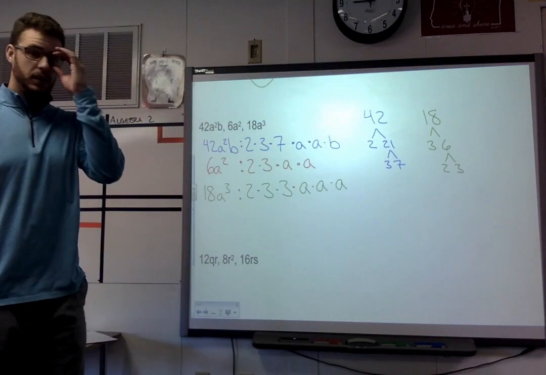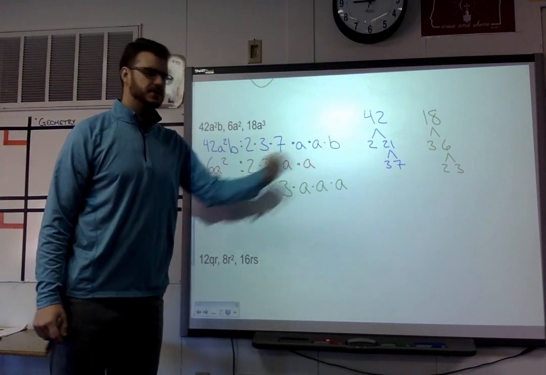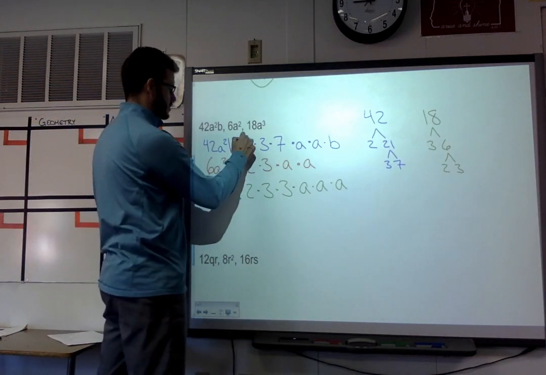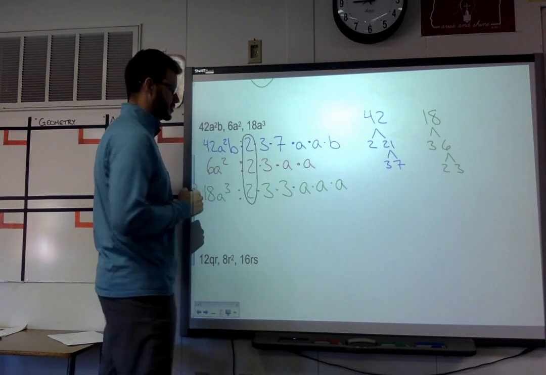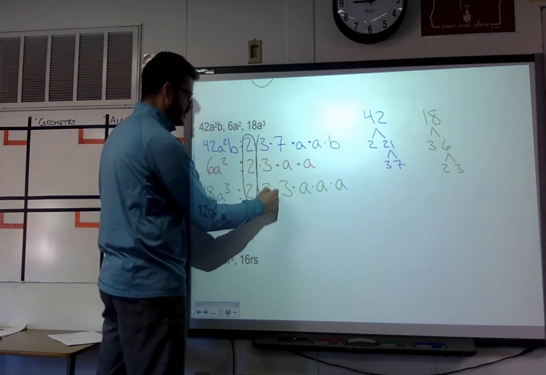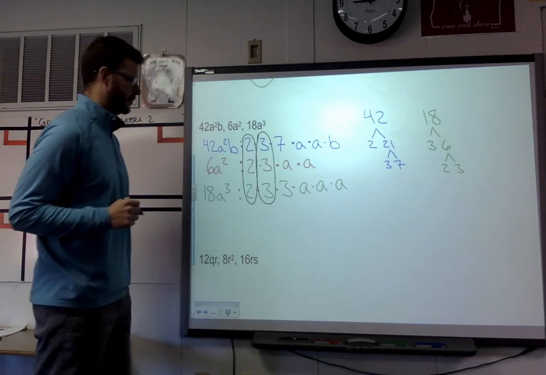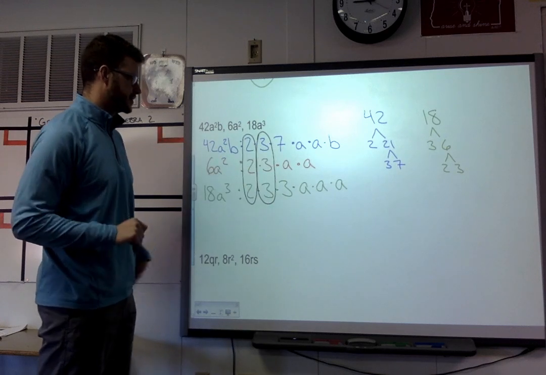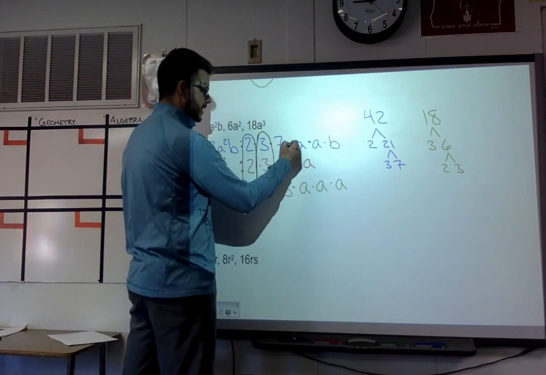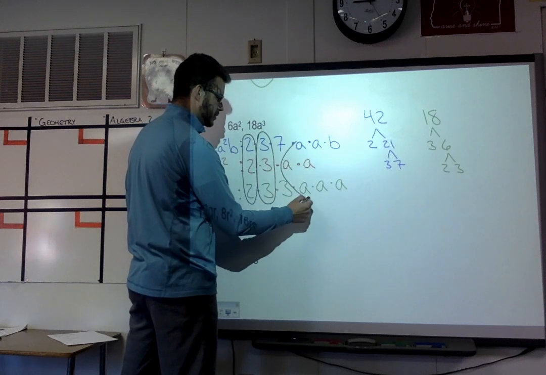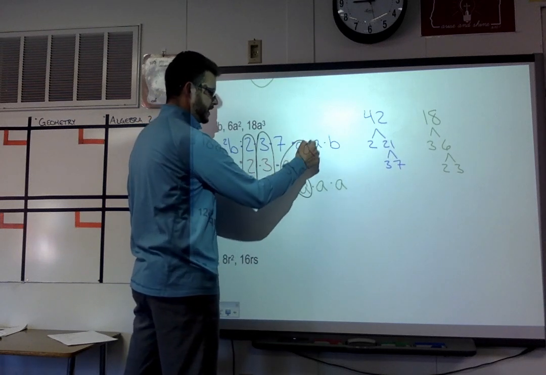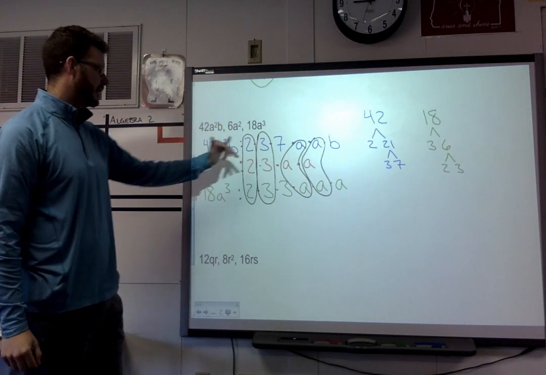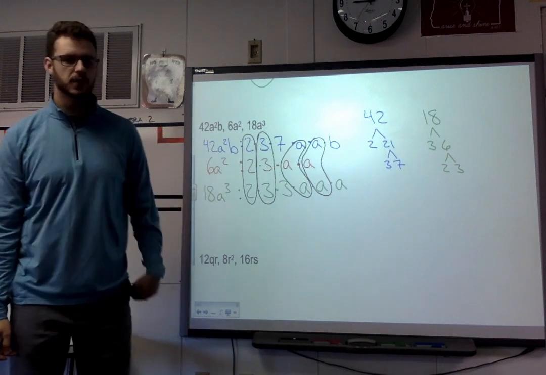Now again, now that we've got them all in their factored forms, we want to go through and find everything that they have in common. So they all have a 2 in their factored form. They all have a 3 in their factored form. This one has a 7, this one has a 3, but they don't all have those, so we can't use those. Then we've got 1 set of a's, 2 sets of a's that they all have in common. So they all have a 2, a 3, and 2 a's.